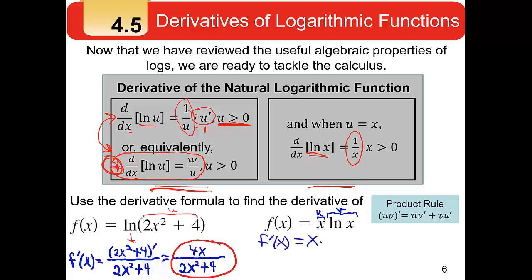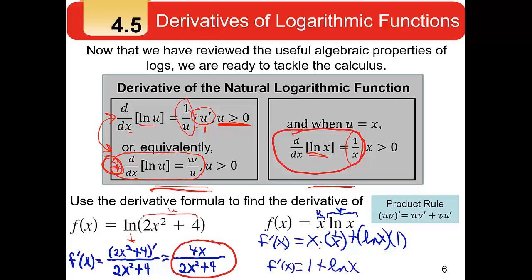The product rule says you take u times the derivative of v. Well, v is natural log of x, and according to the formula just above, the derivative of the natural log of x is 1 over x. Plus, then you reverse it, you take the v, which is the natural log of x, and multiply it by the derivative of x, and the derivative of x is just 1. And obviously, x times 1 over x is just 1. And 1 times log x is just log x, so you end up with the derivative of 1 plus the natural log of x.